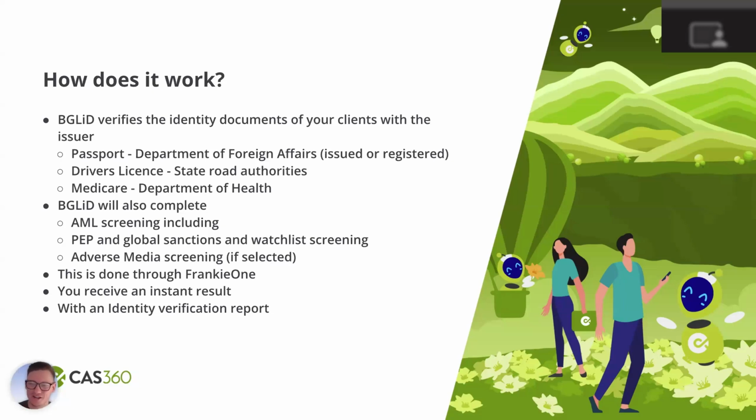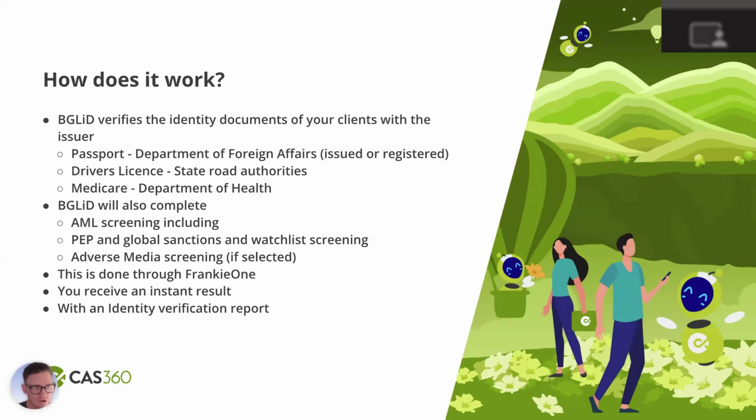Anyway, this is all done through our provider, Frankie One. So Frankie One are an Australian business as well, but they effectively are a big player in the ID and AML industry, I guess. And you receive an instant result. So when you are doing these checks, it doesn't take 5, 10, 15, 20 minutes. You receive an instant result coming into CAS 360 with all of the information included.